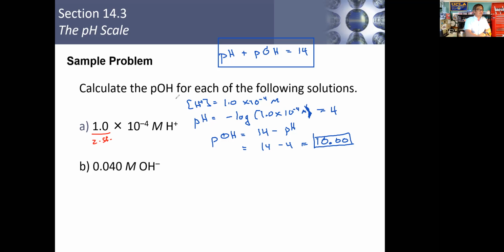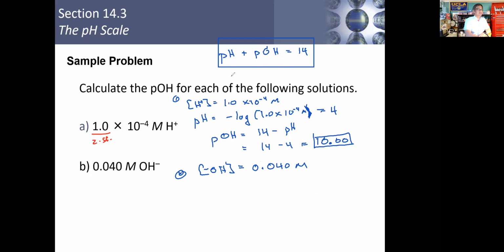So that's for the first one. Let's take a look at the second calculation. This time we were given the hydroxide ion concentration, which is 0.040 molar. So to find the pOH, again, remember, I already showed you this.